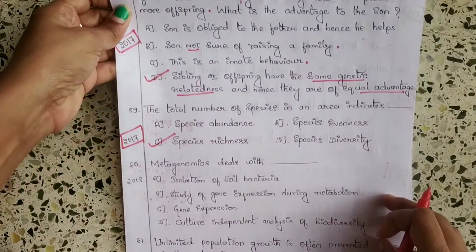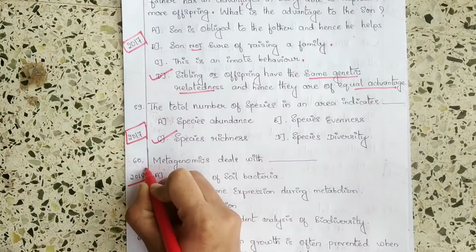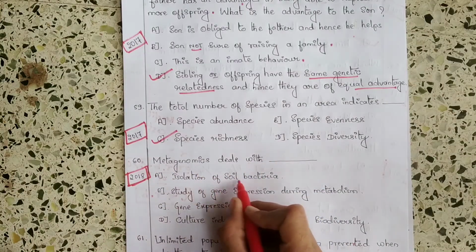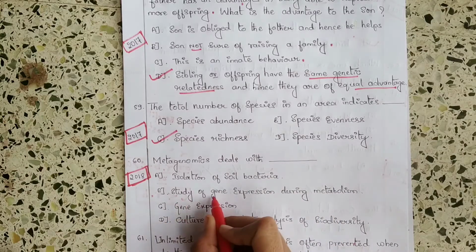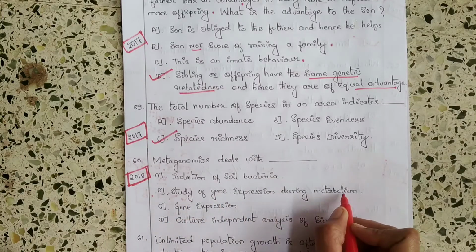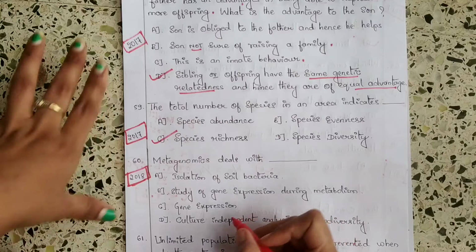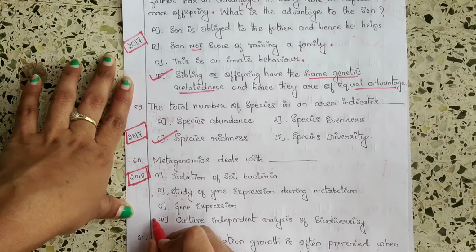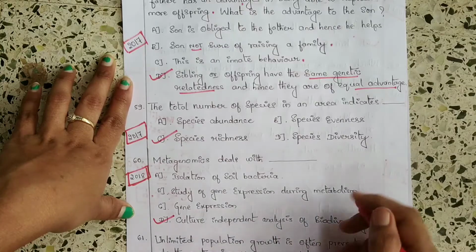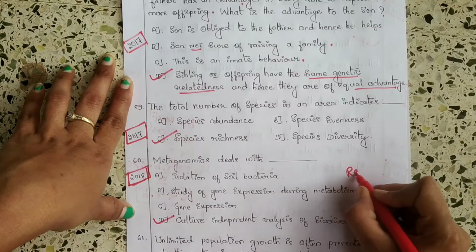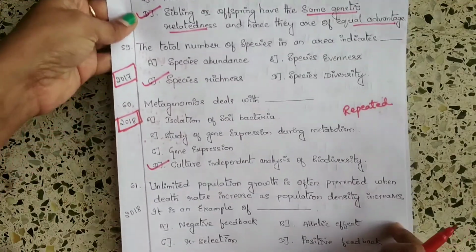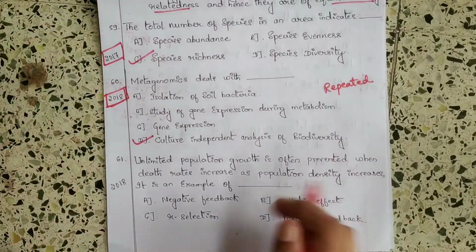Let us move on to the next question, which was asked in the year 2018. Metagenomics deals with: option A, isolation of soil bacteria. Option B, study of gene expression during metabolism. Option C, gene expression. Option D, culture independent analysis of biodiversity. The correct answer is option D. See, this question is also repeated. Okay, most of the questions are repeated. So let us move on to the next question.